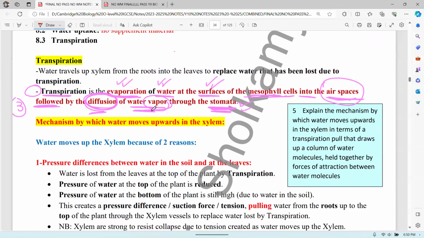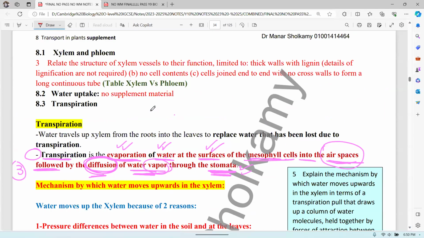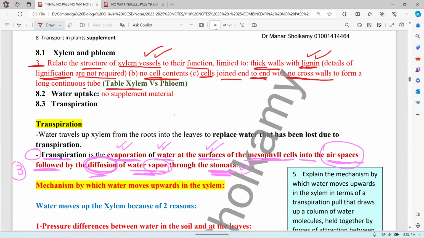Okay. Let's go back to your notes because again, this is supplement and it is very important. Objective 3, relate the structure of the xylem to their function. We said this in the last online. Limited to thick walls with lignin, we said that. Details of lignification are not required. B, no cell contents. Cells are joined end to end with no end walls or no cross walls to form a long continuous tube. This is going to be found in the table comparing the xylem and the phloem. So objective 3 is finished.